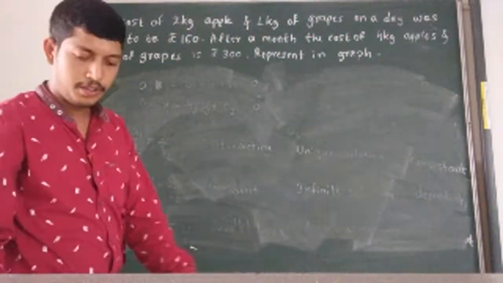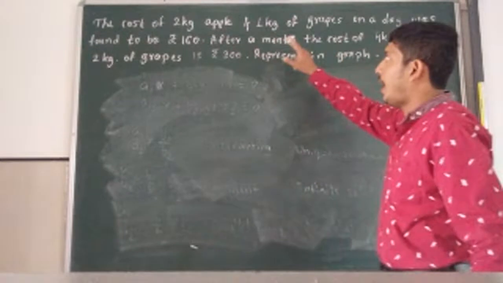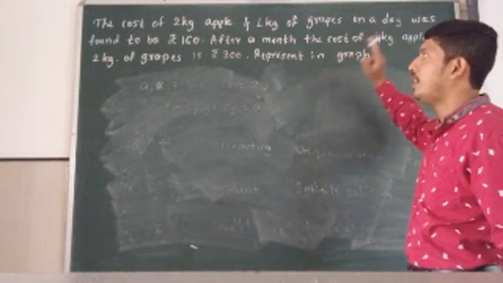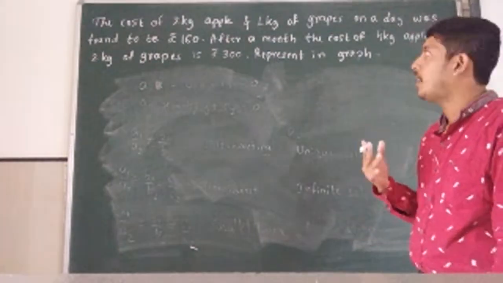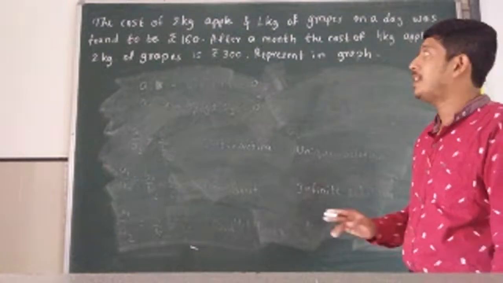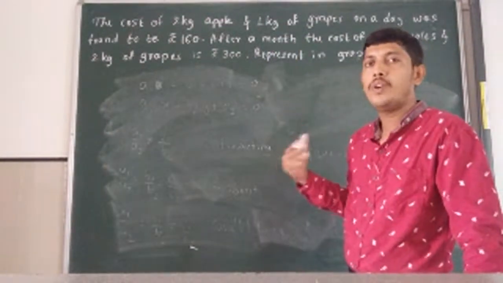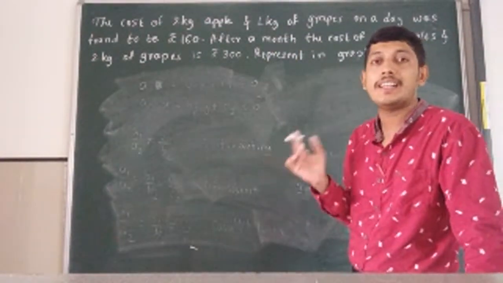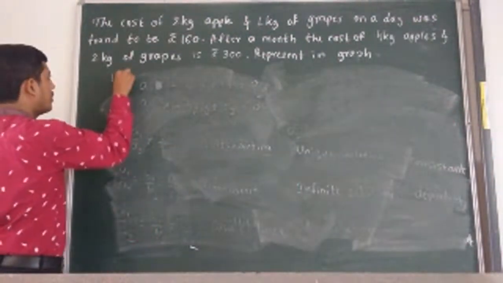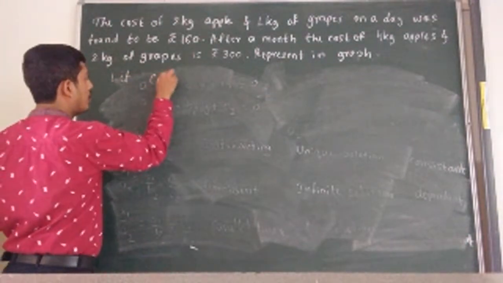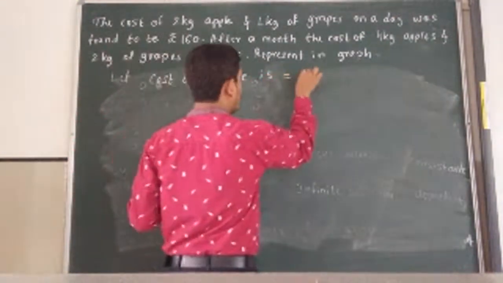So now we will solve this problem. The cost of 2 kg of apple and 1 kg of grapes on a day was found to be rupees 160. We don't know the exact value of apples and grapes, but the quantity is given: apple is 2 kg and grapes is 1 kg. Therefore, we have to use x and y as the cost of apple and grapes. Let the cost of apple be rupees x.